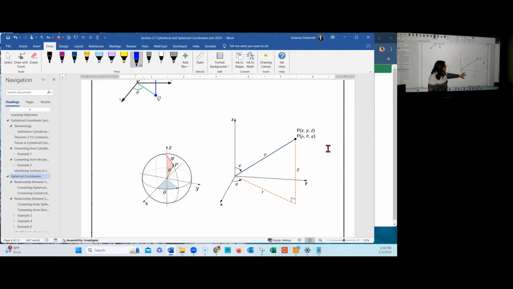So again, coming over here, we have the rectangular coordinate system, x, y, z. We have the cylindrical system, r, theta, z. And now we have the spherical system, rho, theta, phi. And you can see the relationship right here between the different points.